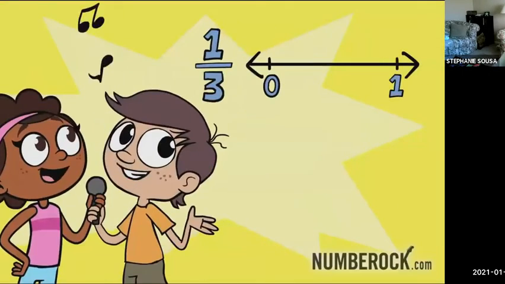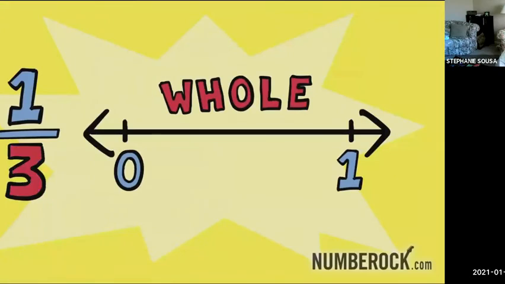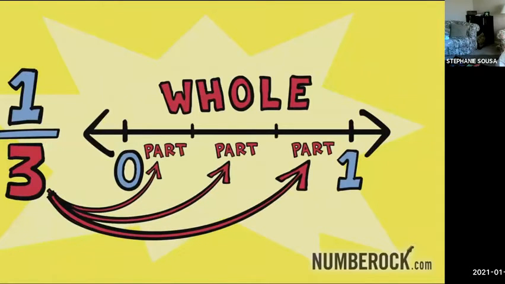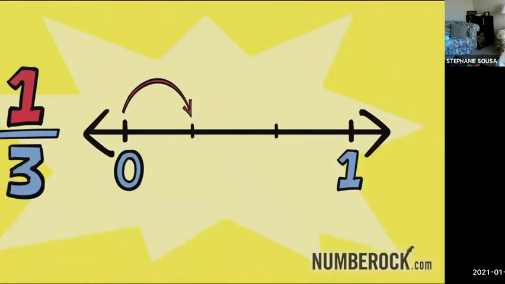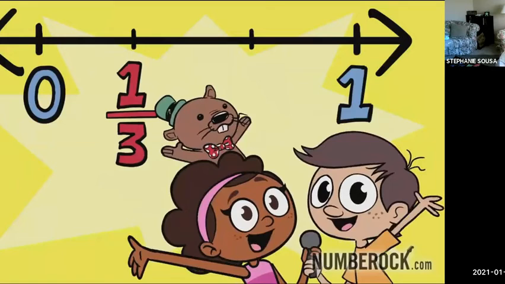0 to 1 is the whole that we split apart. The denominator tells us into how many parts. Make a line that starts from 0 to the first mark. And 1/3 is what you'll find when you get that far.